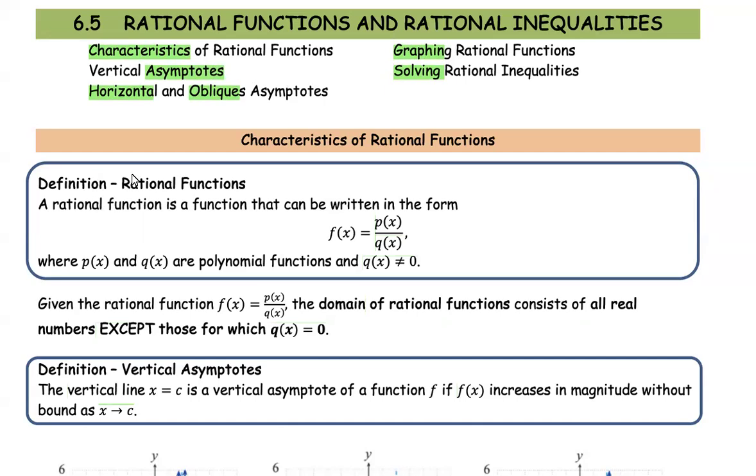The first one, by definition, a rational function is a function that can be written in the form of f of x equals p(x) over q(x), where q(x) and p(x) are polynomial functions, and the q(x) cannot be zero. Given the rational function p(x) over q(x), the domain of this rational function consists of all real numbers except those for which q(x) equals 0.